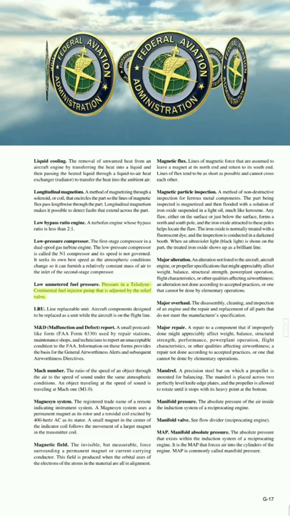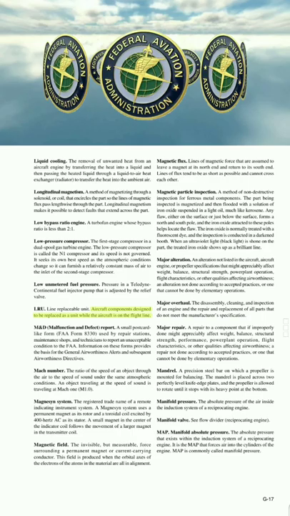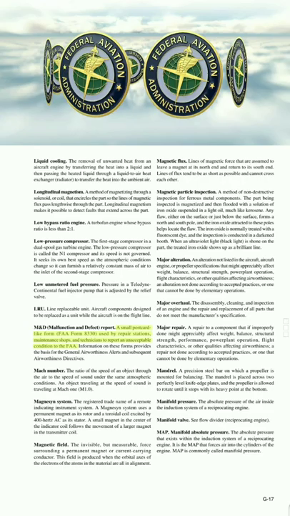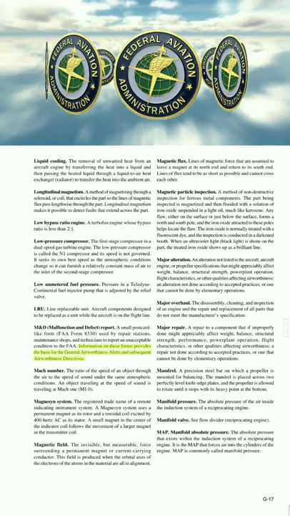LRU. Line replaceable unit. Aircraft components designed to be replaced as a unit while the aircraft is on the flight line. M&D, malfunction and defect report. A small form, FAA Form 8330, used by repair stations, maintenance shops, and technicians to report an unacceptable condition to the FAA. Information on these forms provides the basis for the general airworthiness alerts and subsequent airworthiness directives.